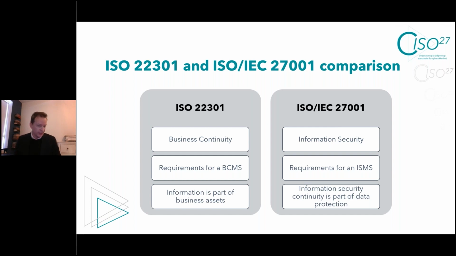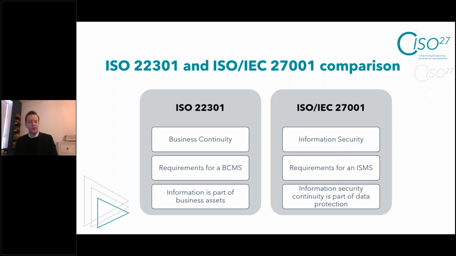Business continuity standard 22,301. So this one deals with ensuring the robustness, ensuring the ability to continue to deliver services at a certain level. It sets the requirements for what we call a business continuity management system. So the abbreviation here, BCMS, is the management system to provide us with business continuity.